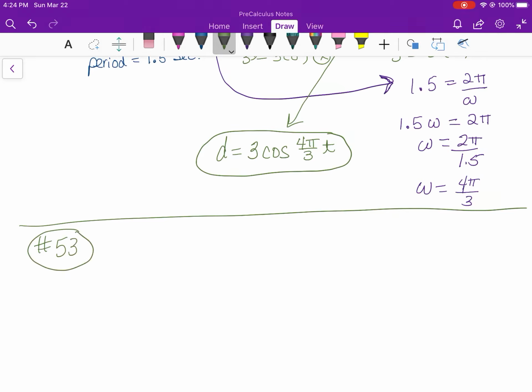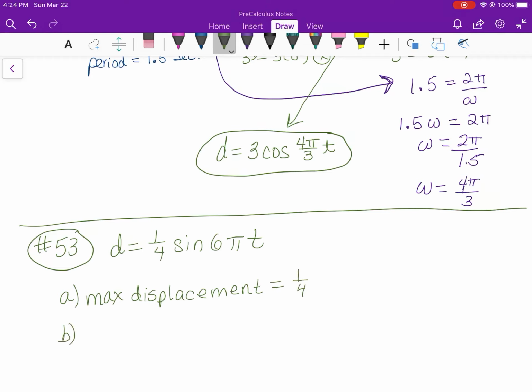All right, we're also going to look at number 53. Number 53 says, here's my model. Part A, find the maximum displacement. Maximum displacement is the same as your amplitude. So that's going to be 1/4.